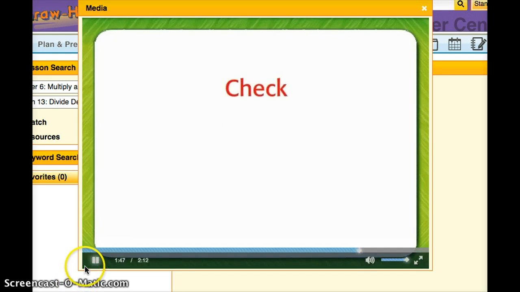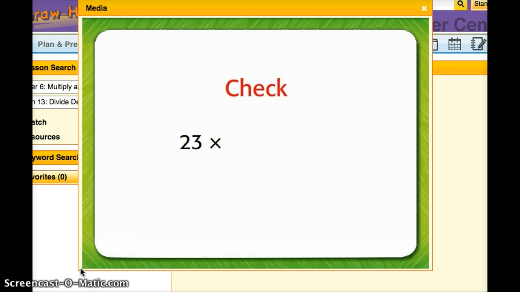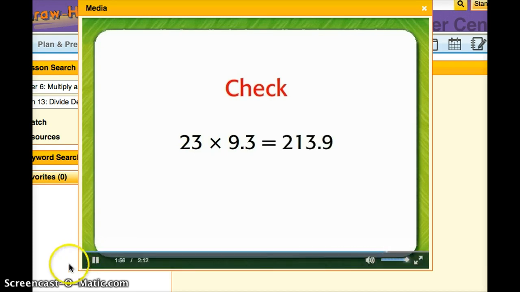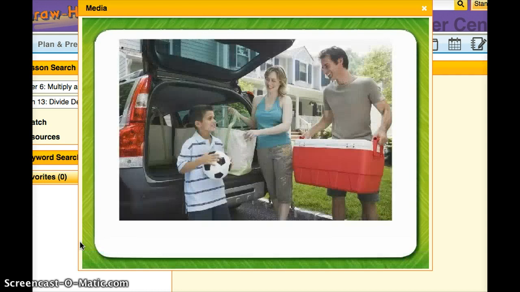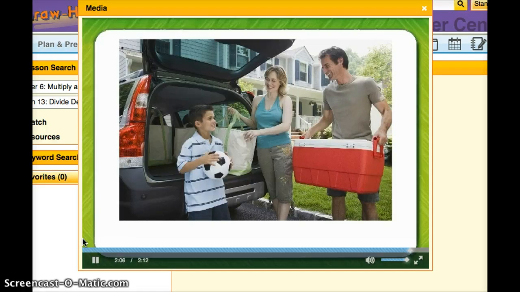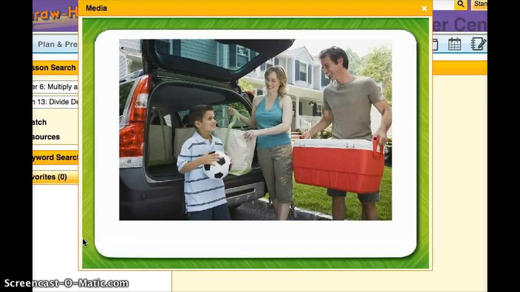Let's check our answer. 23, the miles per gallon of gas the car got, times 9 3/10, the number of gallons of gas, equals 213 9/10, which is the number of miles the Priest family drove to the beach. The answer is accurate. So, to divide decimals, first change them to whole numbers and then divide as normal.